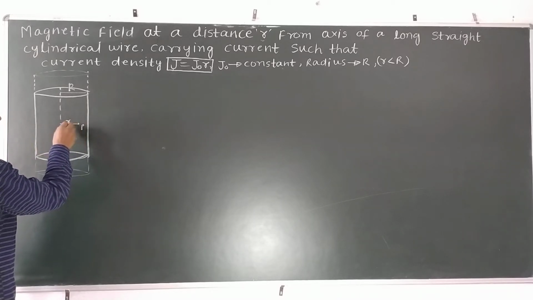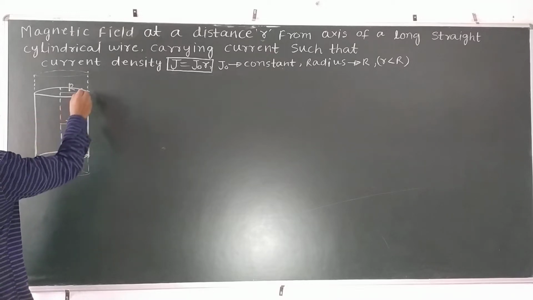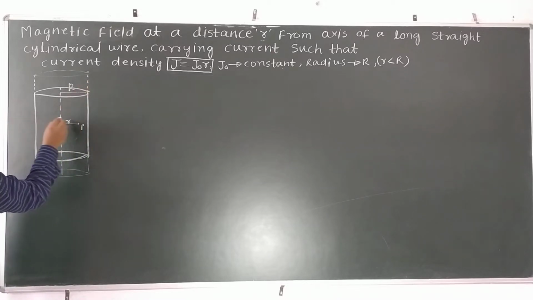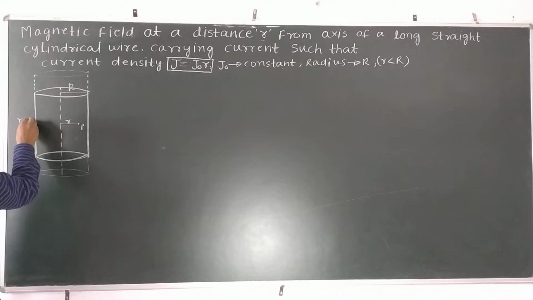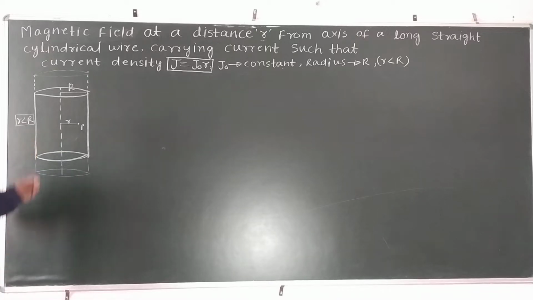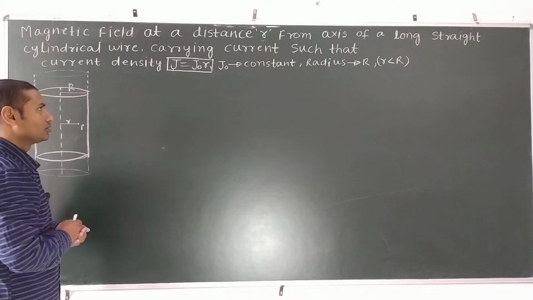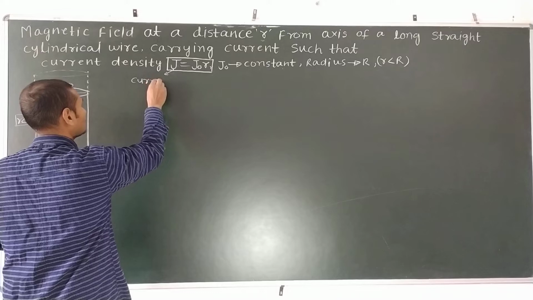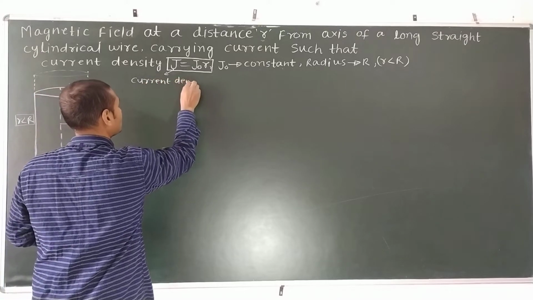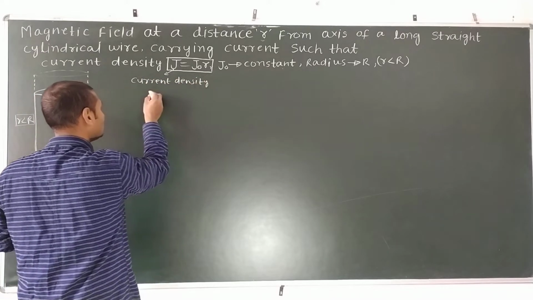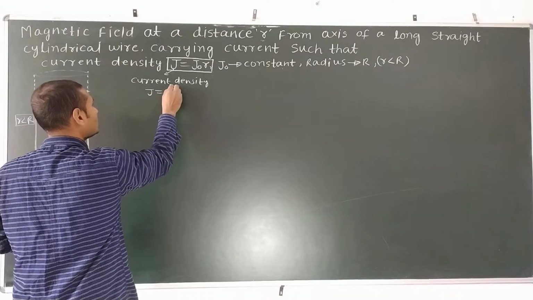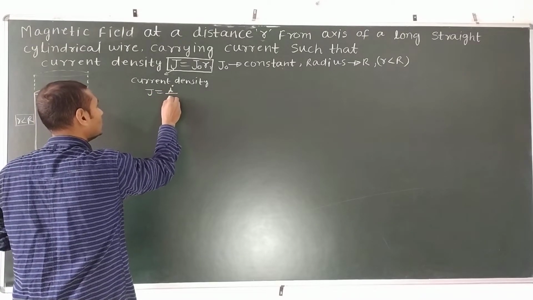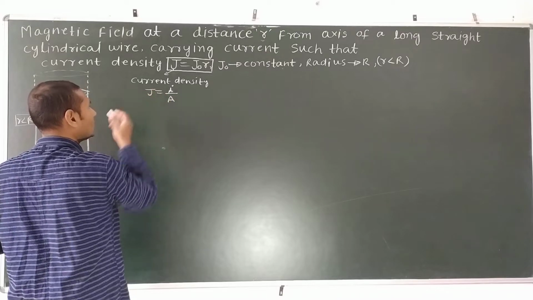This point P lies inside the wire, because in the question it is given that small r is less than capital R, which means the point lies inside the wire. Here one thing is given, the current density, J, which is the current present per unit area.